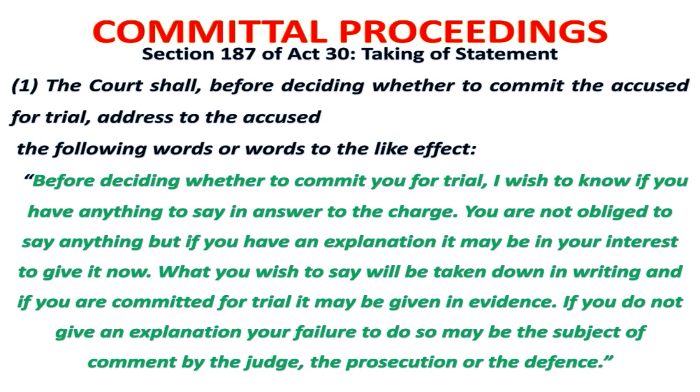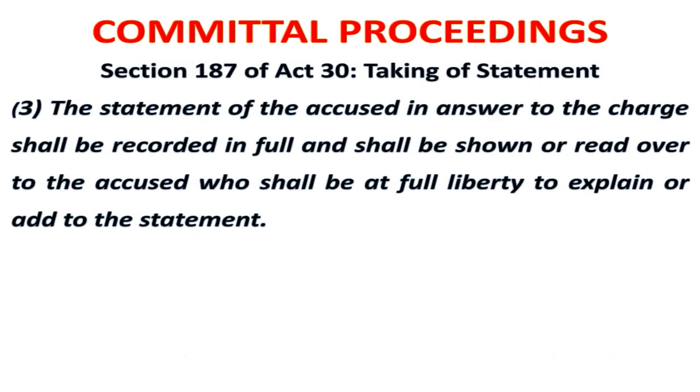And remember, this is a criminal trial that has severe consequences. So every opportunity must be afforded to everybody. These are very crucial questions. And so, if you read Section 187, Section 3 of the Act 30, it says that the statement of the accused in answer to the charge shall be recorded in full and shall be shown or read over to the accused, who shall be at full liberty to explain or add to the statement. And I'm asking: for a visually impaired person, an illiterate, what are the procedures that have been put in place for them?